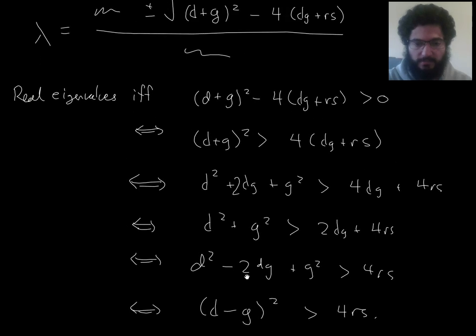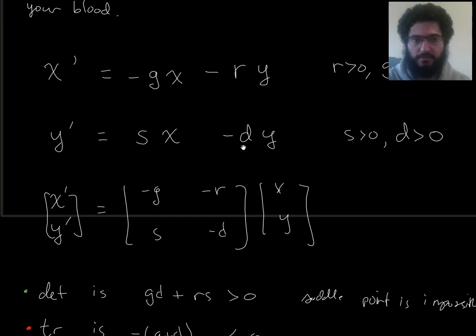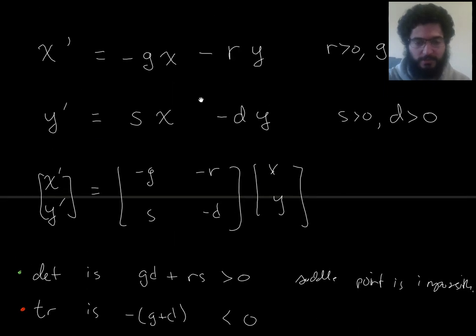So let me remind myself, what are the constants d and g here? D and G are the natural decay rates, right? D and G are like the natural tendency of your excess glucose and excess insulin levels to just go towards equilibrium on their own. And then R and S are representing the sensitivity of one to the other, how intensely they react to each other, how intensely insulin's presence causes glucose to decrease, and how intensely glucose's presence causes insulin to increase. So that's R and S.